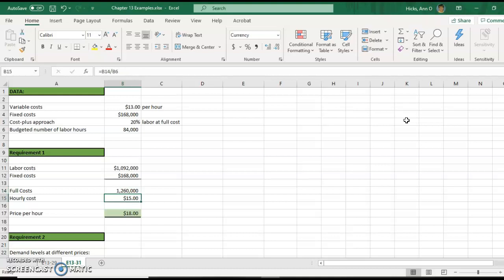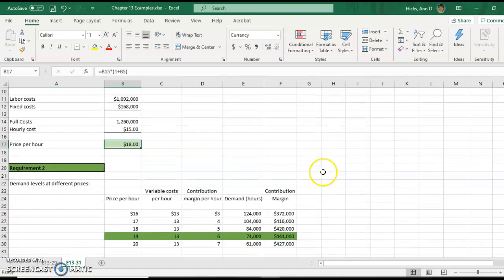If we divide that by the number of hours we're projecting of 84,000, that gives us an hourly cost of $15. And that's a full cost. That includes variable and fixed. Based on that, our price per hour is going to be 15 times 1 plus 20%, or $18 per hour. All we've done is determine our cost and add the markup of 20% to that, and that's what we're proposing that we would charge. Okay, that's a great starting point.